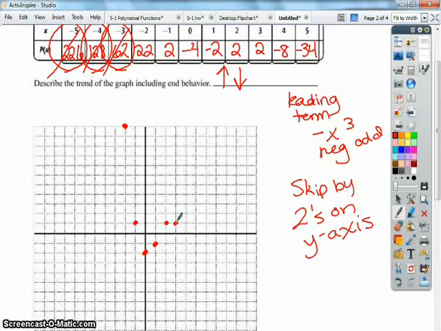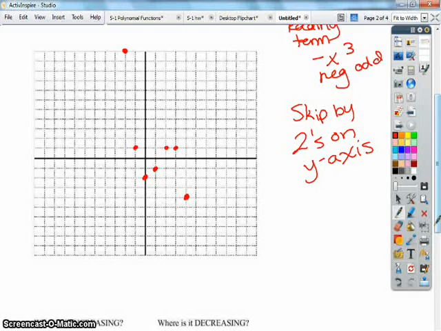Over 4 down 8. Remember, we're skipping by 2s. And over 5 down 34. No, thank you. I'm not going to do that, too obnoxious. Okay, now you can really see the cubic starting to come together. I hope. That's the goal.